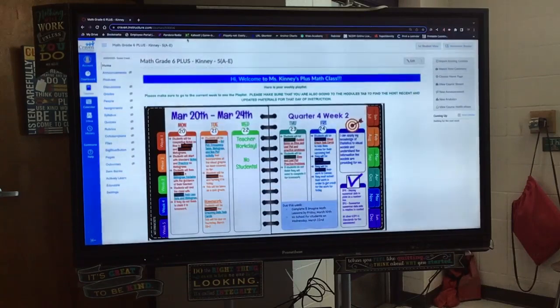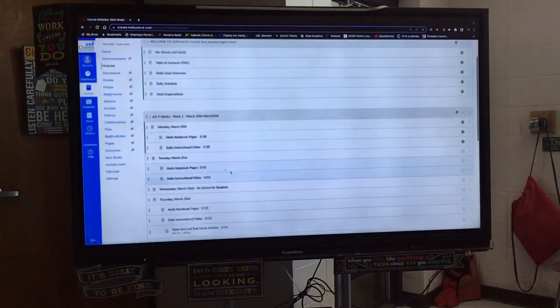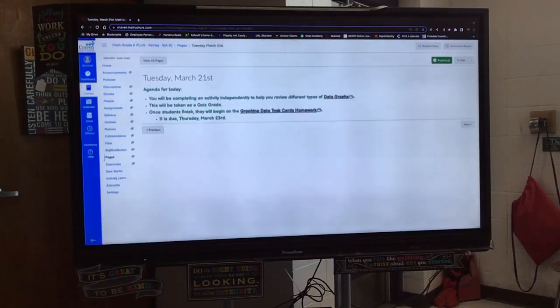So, when you go into Canvas today, you are going to your modules. You are going to Tuesday. Not right now. This is your second part of today. You're going to go into, let me publish it now before I forget. You're going to go into Tuesday, March 21st. And this is your graphic data task card homework.